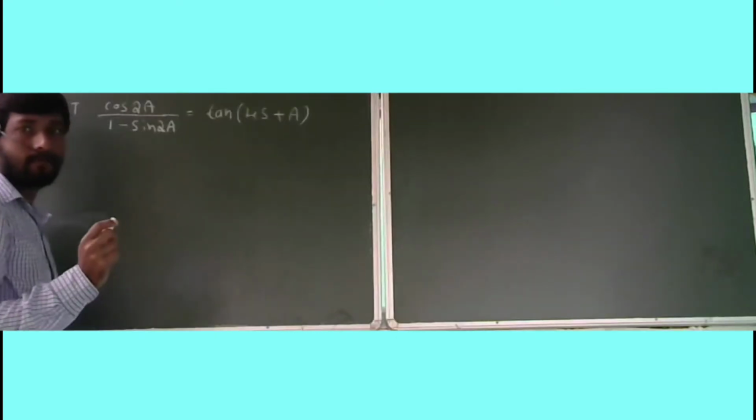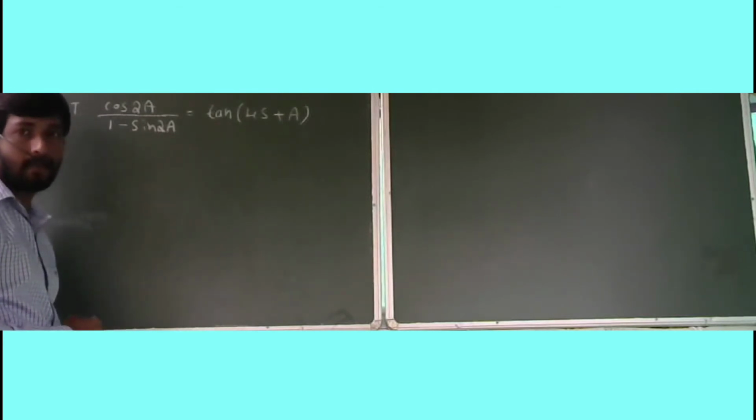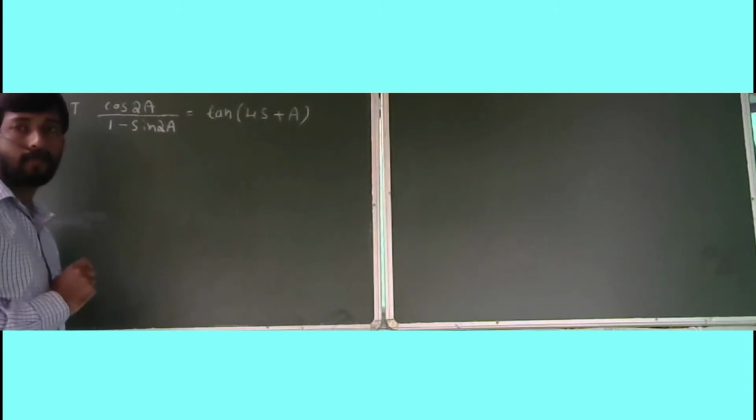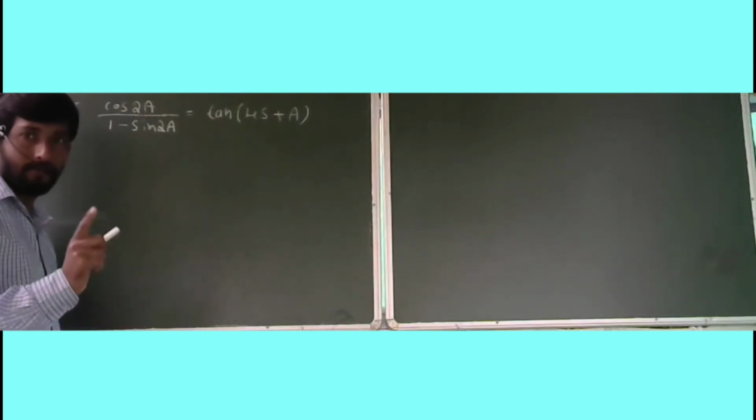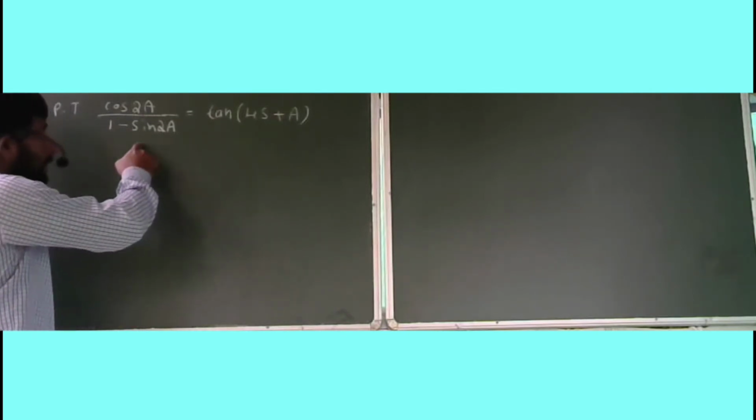In this session, I will solve some important problems related to multiple angles. See the first question. Prove that cos 2a divided by 1 minus sin 2a is equal to tan of 45 degrees plus a. We know the formula for tan of 45 degrees plus a, right? 1 plus tan a divided by 1 minus tan a. That you need to prove by taking LHS.